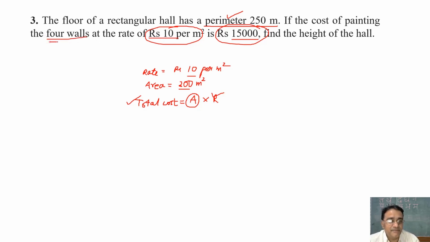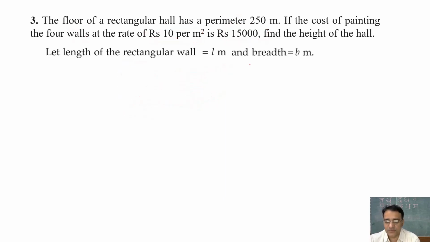Correct? Whether this example is clear, I am correlating with this example only. Yes, sir. If this is area and this is rate and this is total cost, if you divide total cost by rate, you will get area of 4 walls. Clear? Yes, sir. Okay. So now we are going to start.